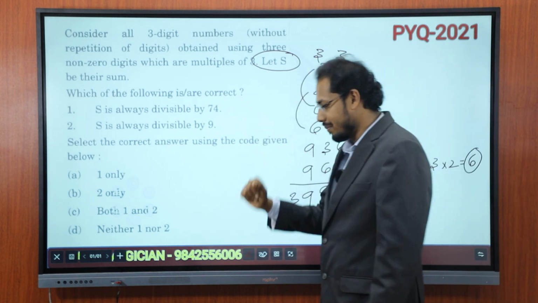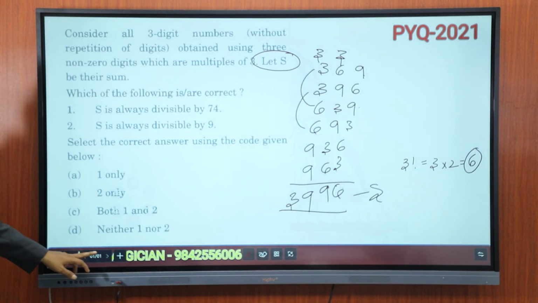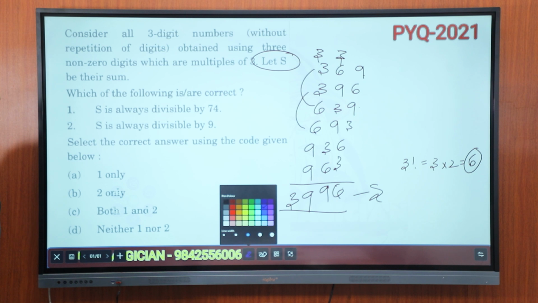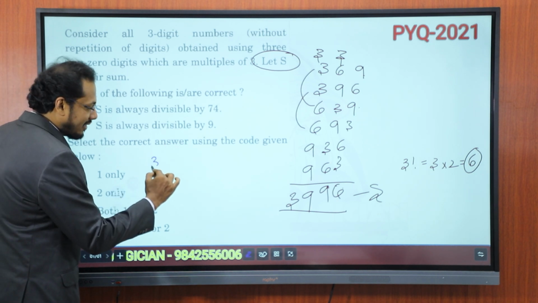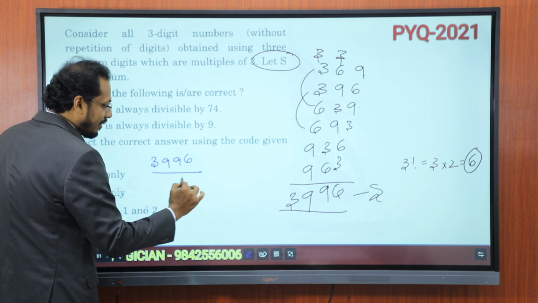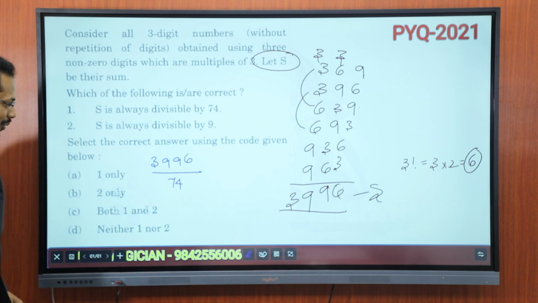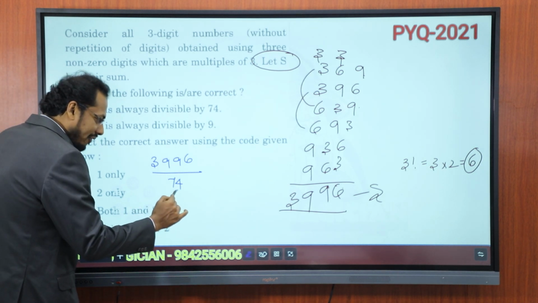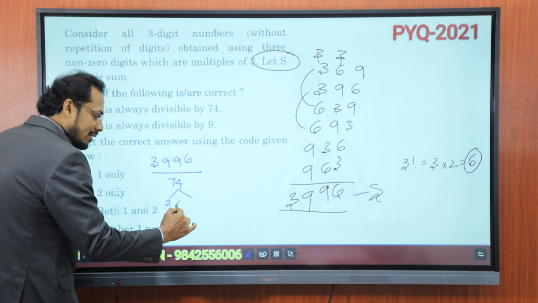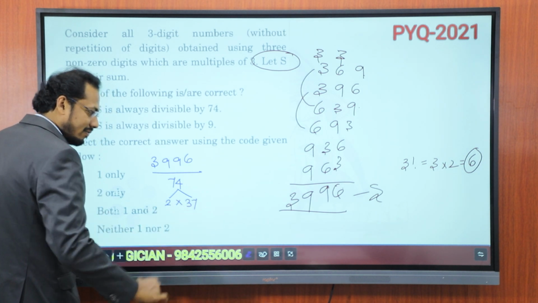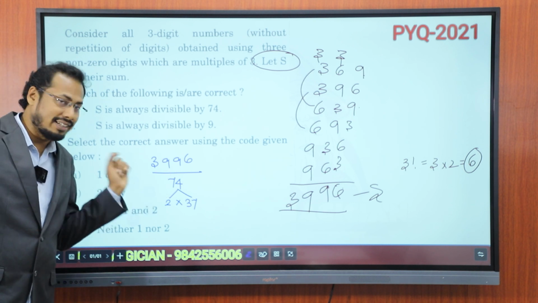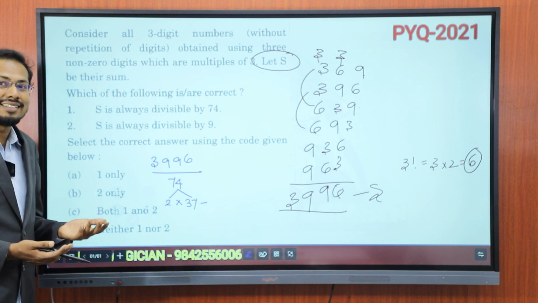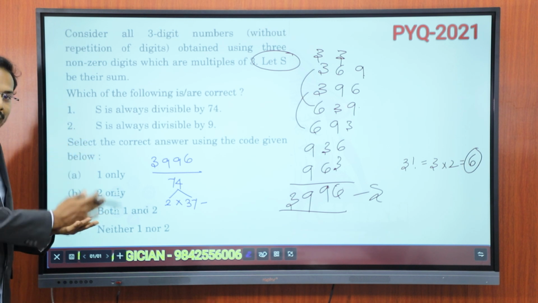Now come to the statements. Look at this. Right. S is always divisible by 74. Now I need to take this 3996 and divide it by 74. No other option. You need to divide it. Okay. But you can do one thing. 74, if I break this, I will get 2 times 37. 2 into 37 is 74. This is a co-prime pair. This is unwanted, but even if you are facing trouble dividing this number, you can minimize the number using this.